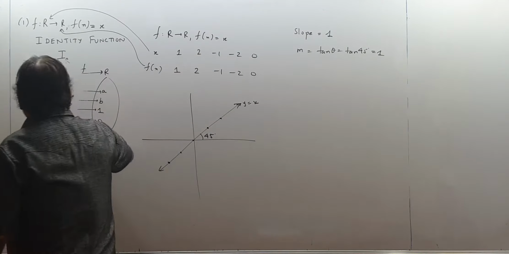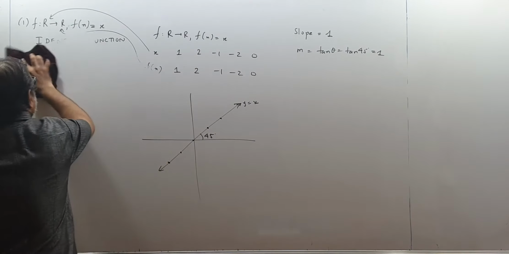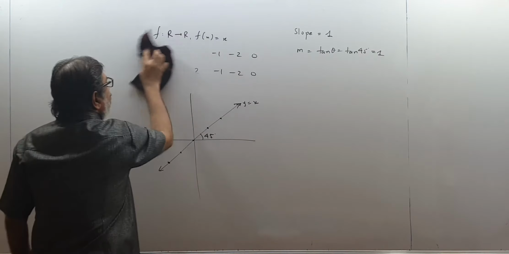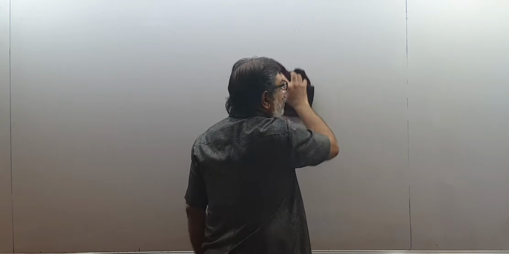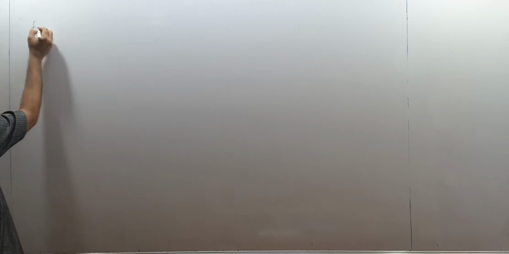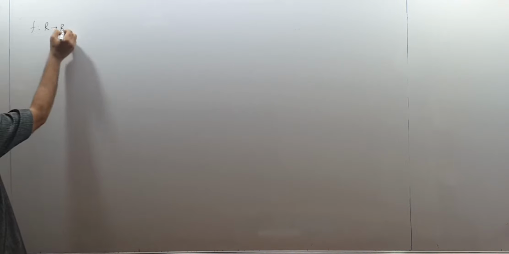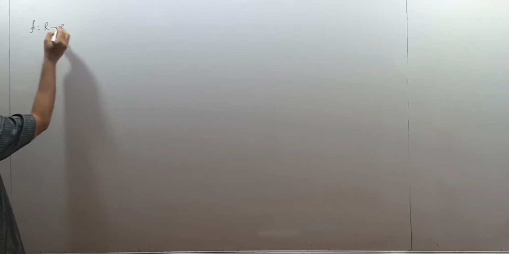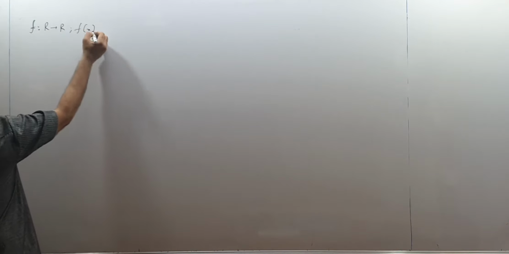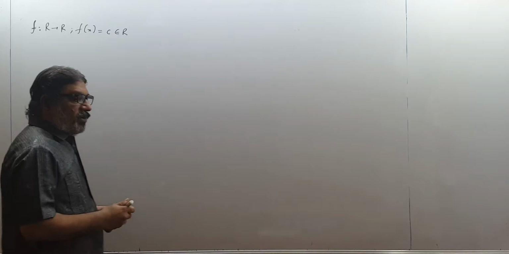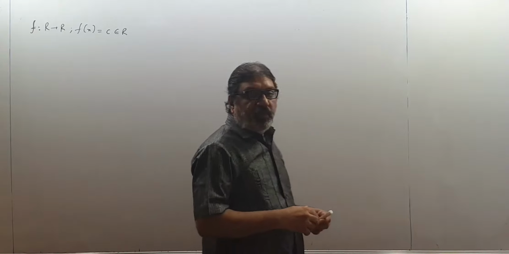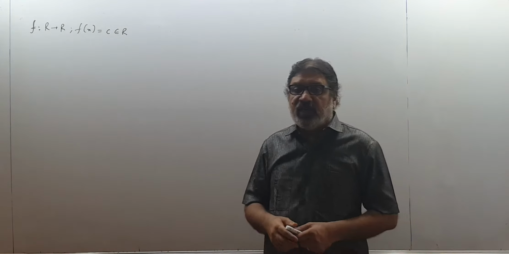Then next is a constant function. Okay, what will be a constant function? It will be a function from R to R. f is a function from R to R, and f(x) will be equal to C, any real number. It means the value of f(x) will be always C, whatever be the value of the variable.